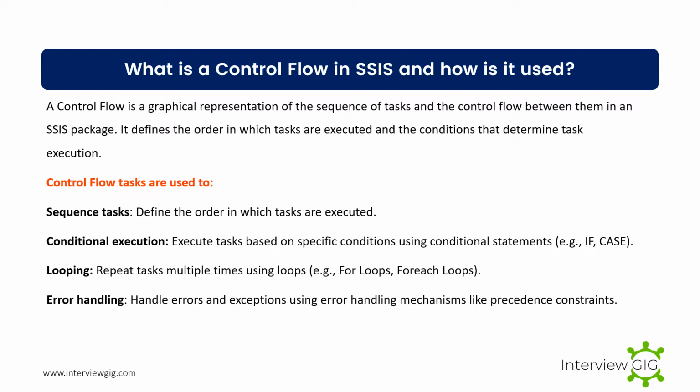What is a control flow in SSIS and how is it used? A control flow is a graphical representation of the sequence of tasks and the control flow between them in an SSIS package. It defines the order in which tasks are executed and the conditions that determine task execution. Control flow tasks are used to sequence tasks: define the order in which tasks are executed. Conditional execution: execute tasks based on specific conditions using conditional statements. Looping: repeat tasks multiple times using loops. Error handling: handle errors and exceptions using error handling mechanisms like precedence constraints.